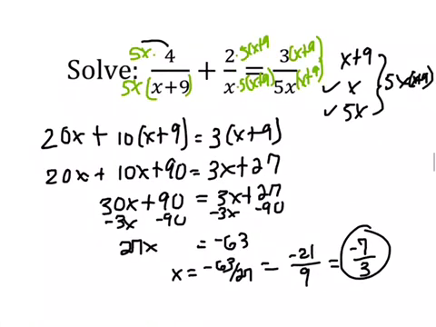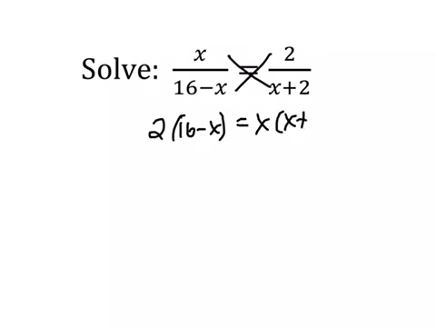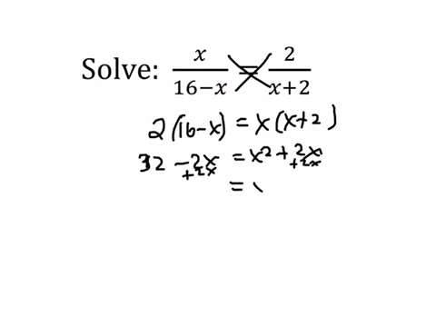All right, let's find this last one. Here we go. So I'm going to cross multiply. All right, so I'm going to have 2 times 16 minus x equals x times x plus 2. So I multiply this out, I get 32 minus 2x equals x squared plus 2x. So since I have an x squared, I'm going to bring everything over to the right and factor. So I'm going to add 2x here. So I have x squared plus 4x. And then this 32 is just going to come to the other side, so he's going to become negative 32.